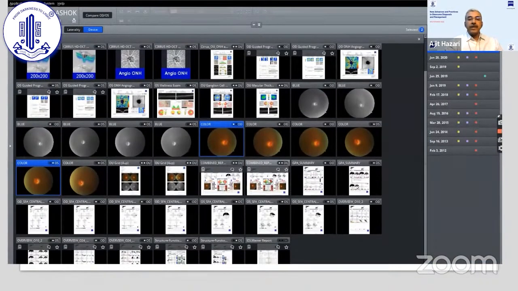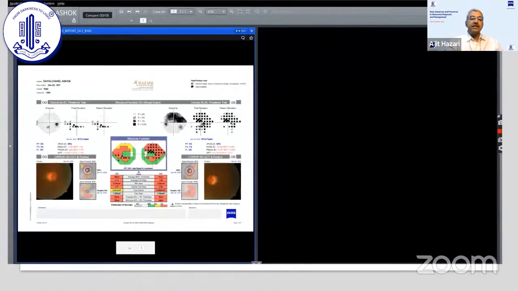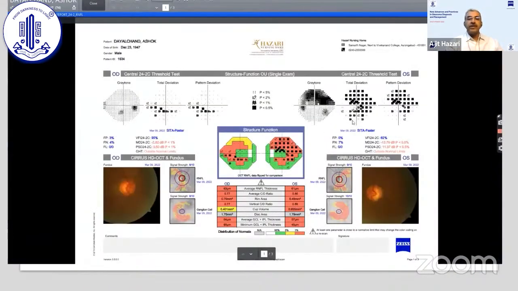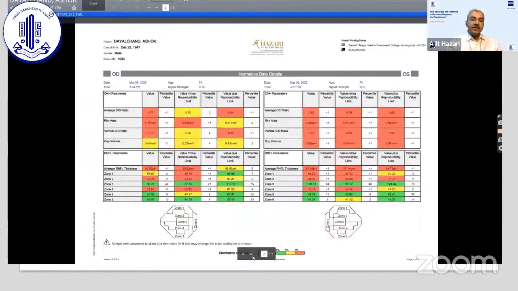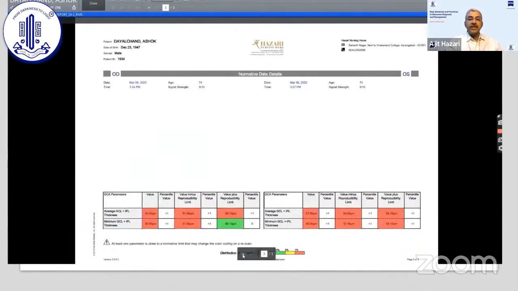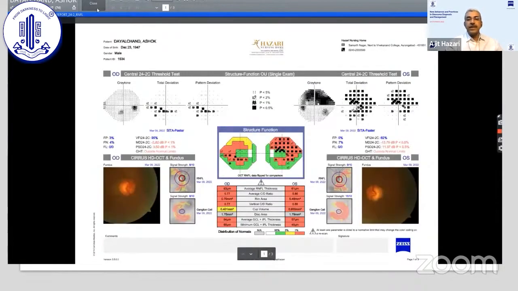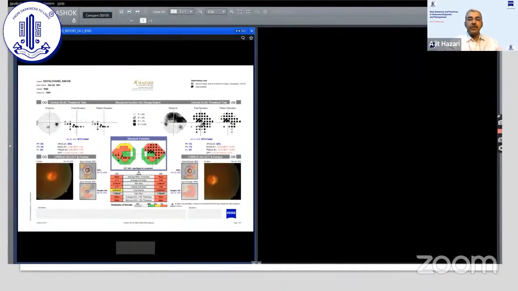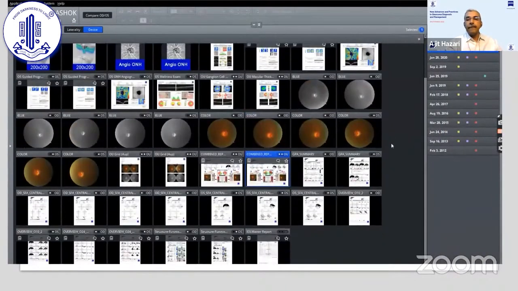Similarly, we can also look at reports like the structure function analysis combined report, where we look at the perimetry, the disc photographs, the ganglion cell layer analysis, and the RNFL all on a single page, and the subsequent pages have detailed analysis of that report. Similarly, we can look at individual perimetry reports.